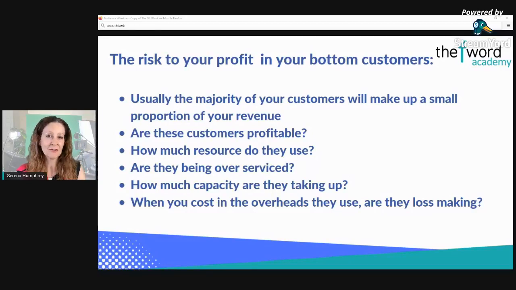And it's not just the fact that they're making a loss, it's the fact they're taking up space that you could have had profitable customers in. So the impact of those customers can be quite big to your profitability. And when you cost in the overheads, the cost of servicing them, picking up the phone every time they ring, all the time spent emailing them, that can suck up a lot of staffing resource, which again could be gainfully used in servicing highly profitable customers.